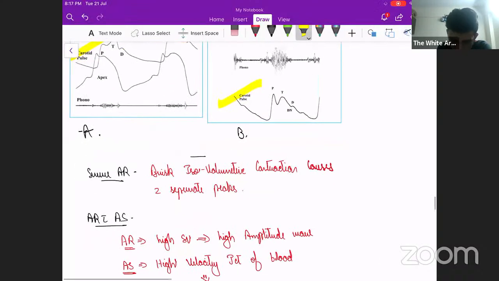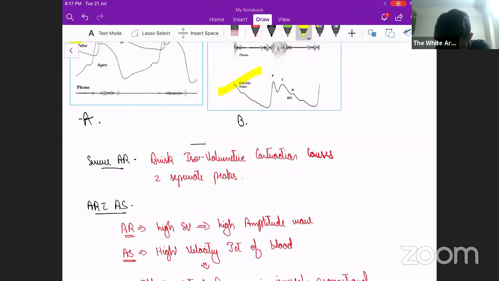So in case of severe AR, what happens? Systole, between S1 and S2, has three phases, of which one is isovolumetric contraction. In severe AR, the end diastolic volume will be so much that you will expect two systolic peaks, because the isovolumetric contraction itself will be so good that you will expect two systolic peaks. That is in case of severe AR.